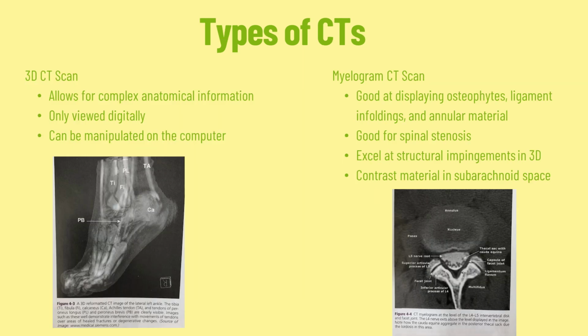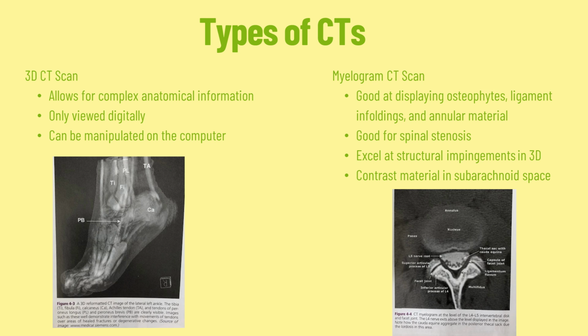So there are a few different types of CT scans. Three-dimensional CT scans are great at viewing complex anatomical structures, but these are only really viewed in the digital format. In print, they are not viewed very well. But the beauty about it is the operator or the viewer can manipulate the picture, and they can essentially go around the whole entire anatomic structure to view those complexities of the image.